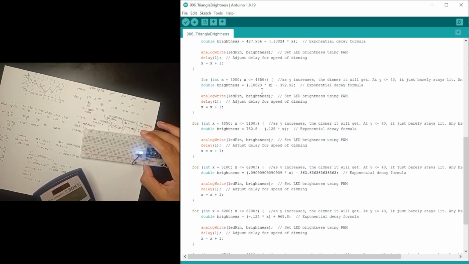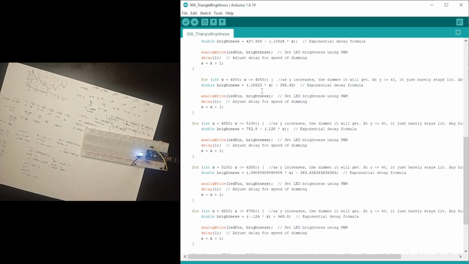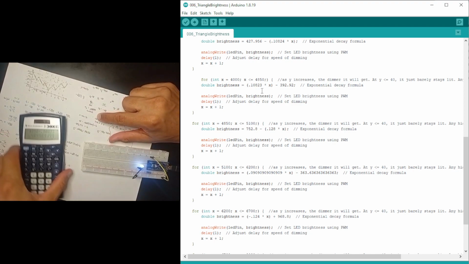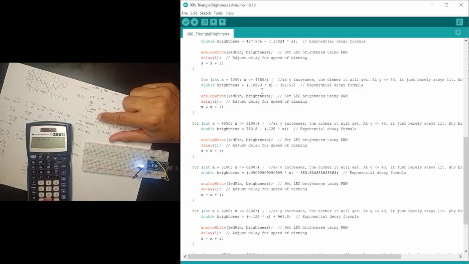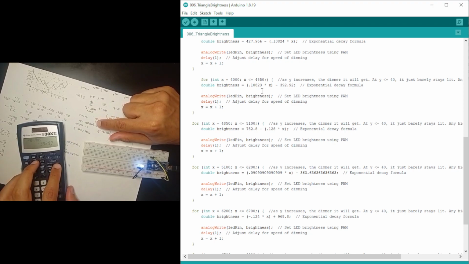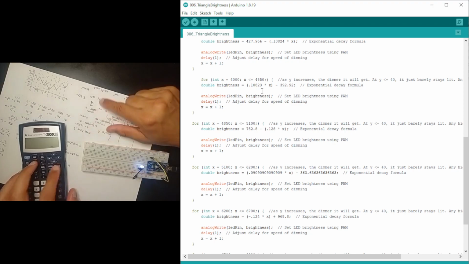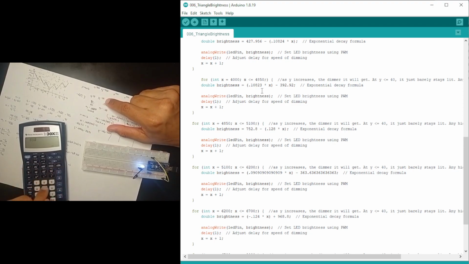Oh, is it 0.01? 0.10823, 4850. Four, 1, 2, 3 times 0.10823. 4D minus the answer equals. Okay. So what happens if x equals 4850 times 0.10823 minus 392.92? That should equal 132. Pretty close.